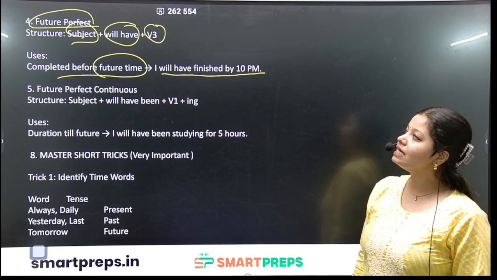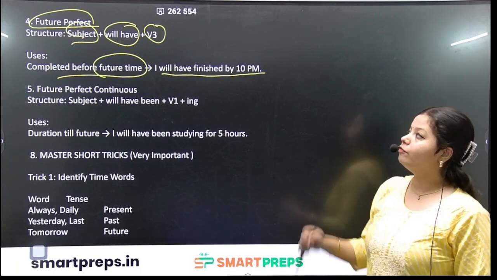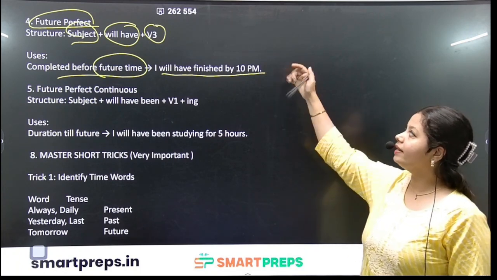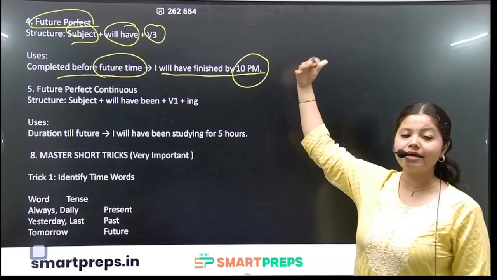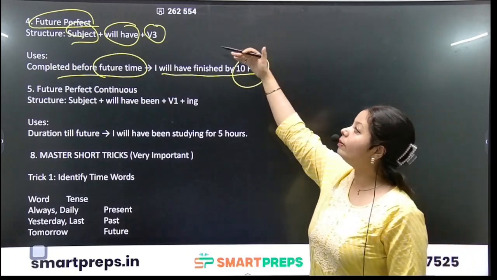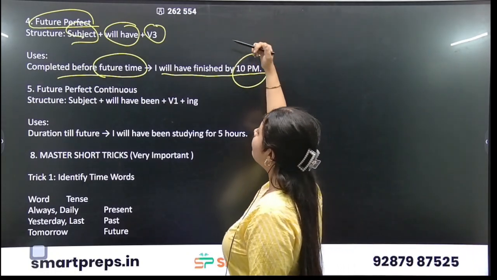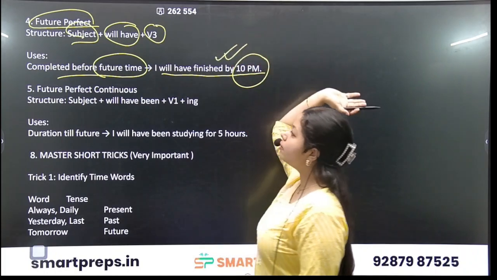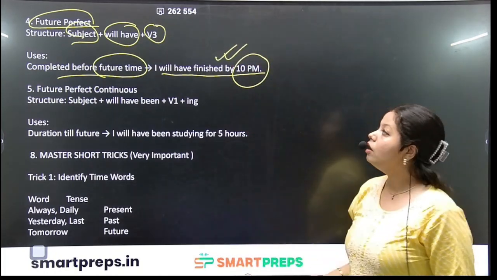So completed before future time. Future perfect. So whatever time was there as a goal, I will be completing that action. I will have finished by 10 p.m. So completed before the future time.